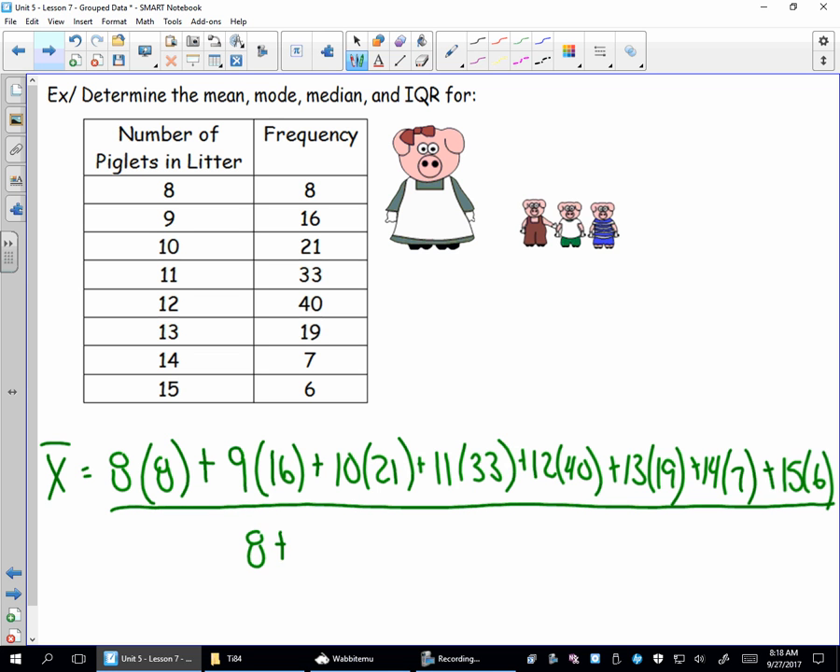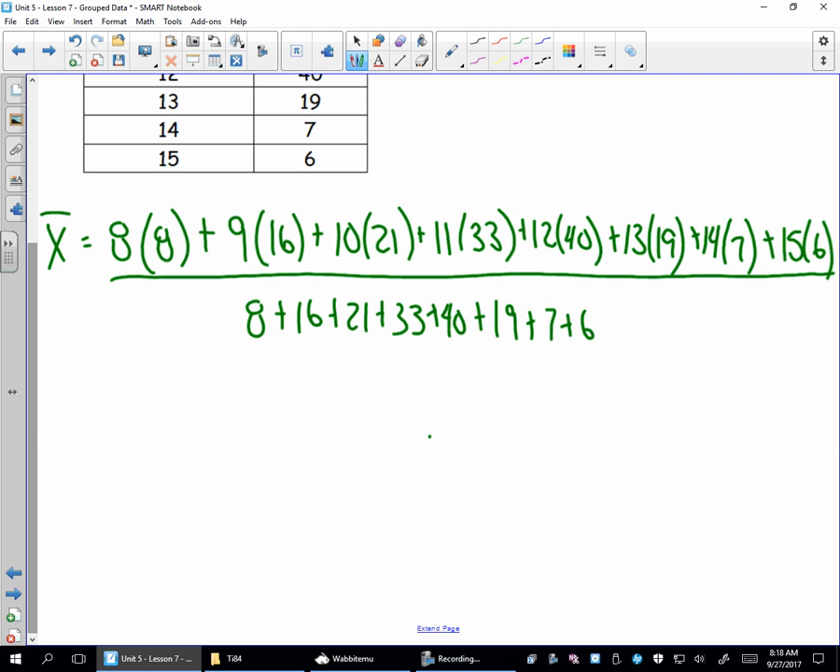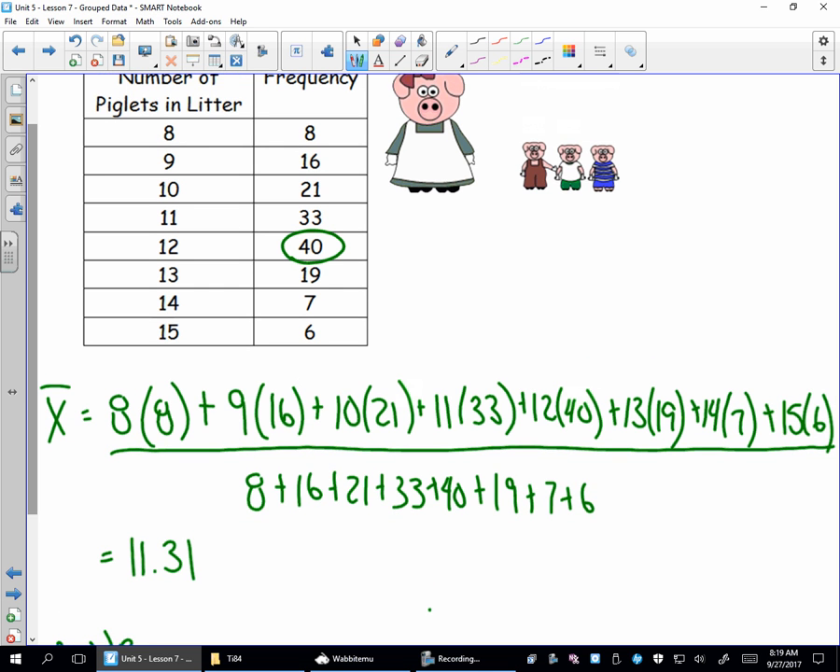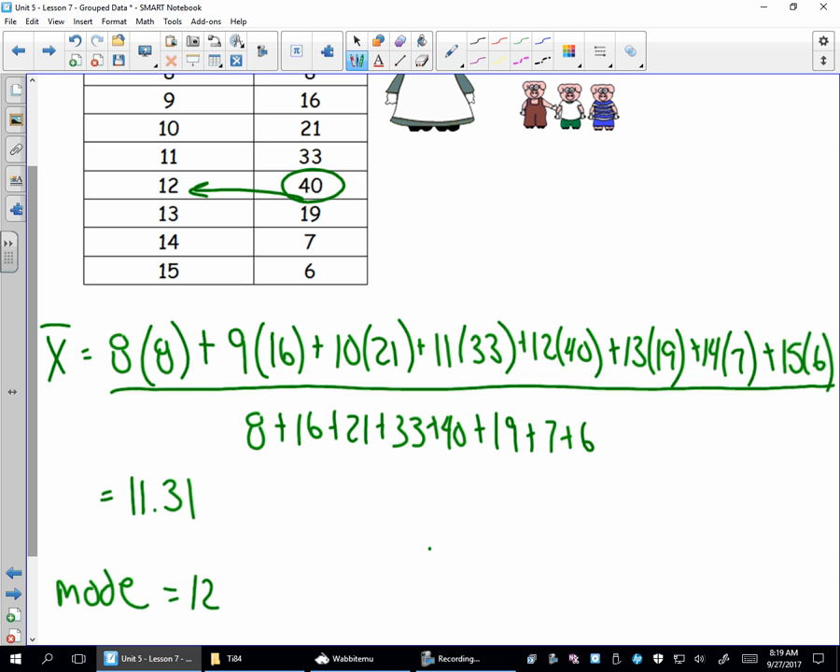So we have an 8, 16, 21, 33, 40, 19, 7, and 6. Okay, and if we do all that math, plug it all into our calculator, hopefully you get 11.31. Okay, there's our mean. Our mode, that's a pretty easy one to find. What's the most commonly occurring value? Well, there's 40 12s. There's our mode. Right, pretty quick to find that one.